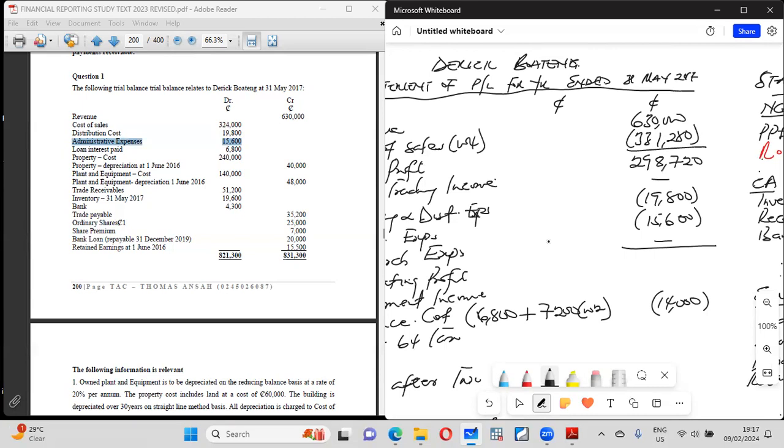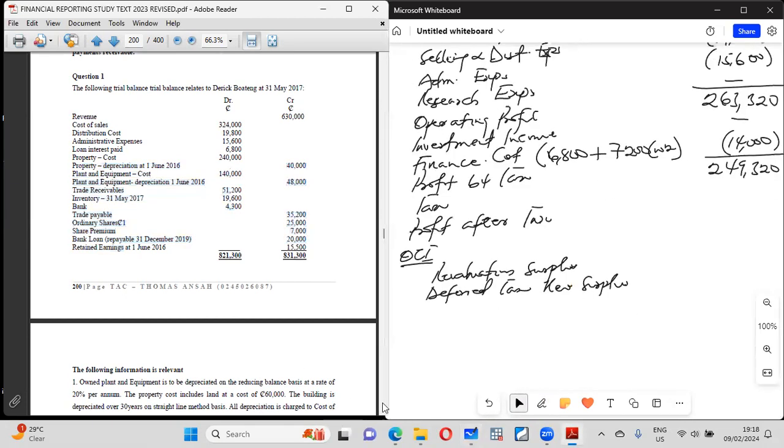So 19,800 and 15,600. That gives me 263,320. Okay, so that is that. So we look into the question, was there any investment income? No, there is no investment income. So that place will be dashed. Then I have this 14,000 to deduct, which makes it 249,320. Then I have tax to do.